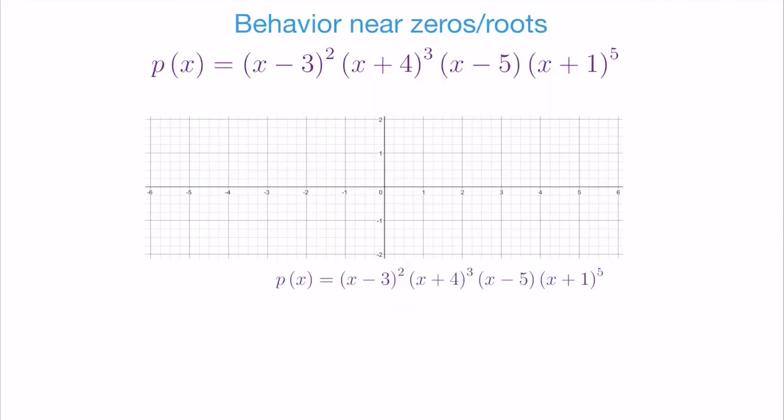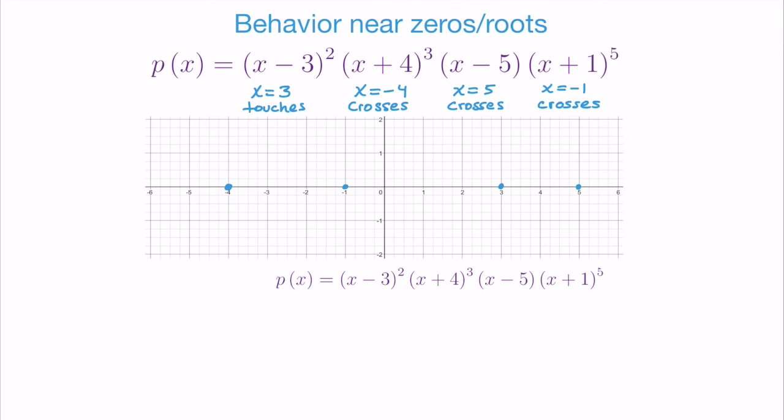Okay, let's analyze now this big one. We have 4 roots. x equals 3, x equals -4, x equals 5, and x equals -1. Because of the multiplicity, we can see that at 3 it touches, at -4 it crosses, because it's odd. At 5 it crosses, and at -1 it crosses. Let's plot in the roots: 3, -4, 5, -1. So we have to analyze how it crosses and how it touches.